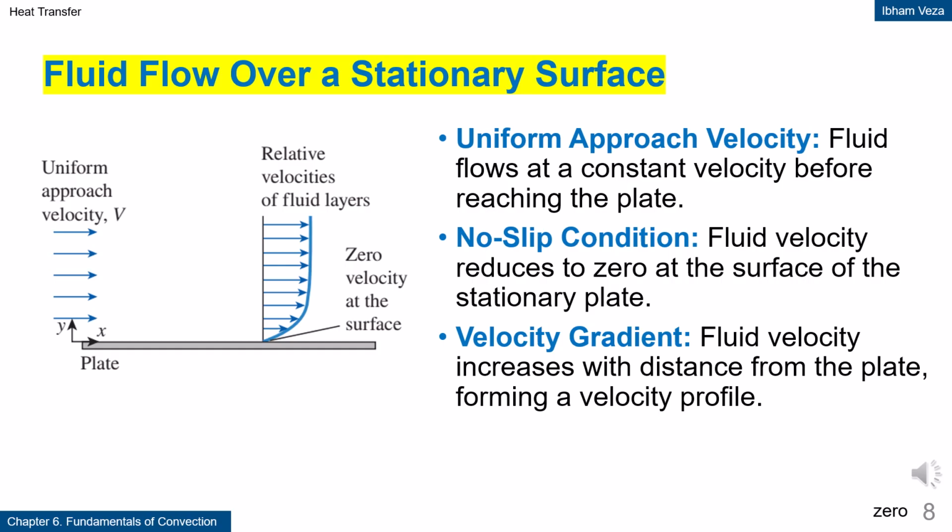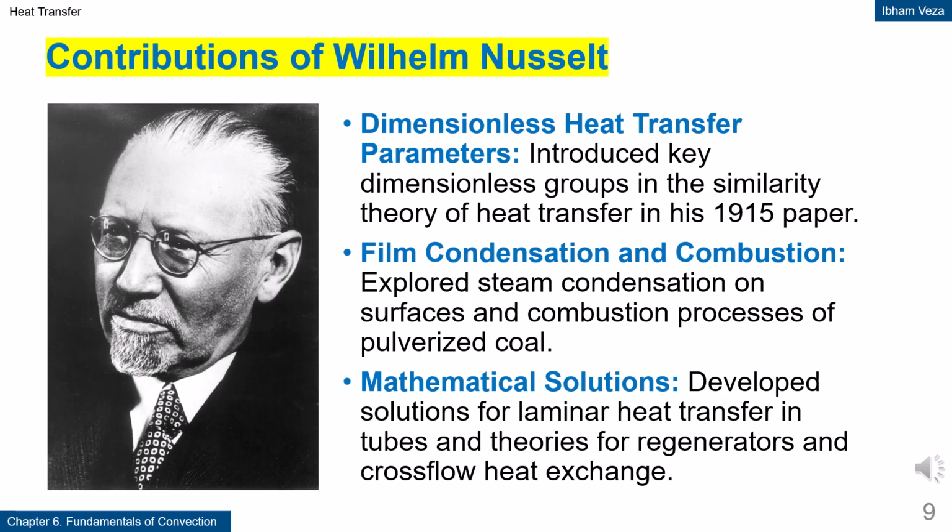Fluid flow over a stationary surface. The flow approaches the plate with a uniform velocity before being affected by wall friction. At the plate surface, the fluid velocity drops to zero due to the no-slip condition. Away from the wall, the velocity increases gradually, forming a velocity profile. This profile changes along the flow direction because of viscous effects. This phenomenon is the basis of boundary layer formation in external flows.